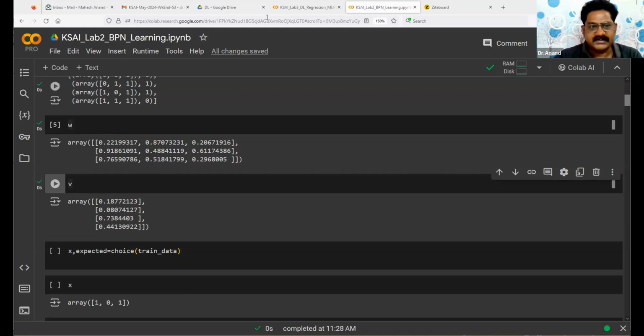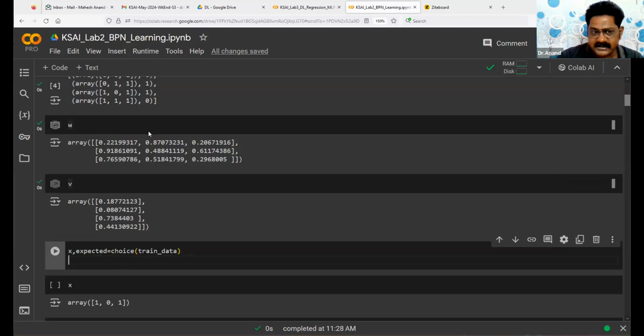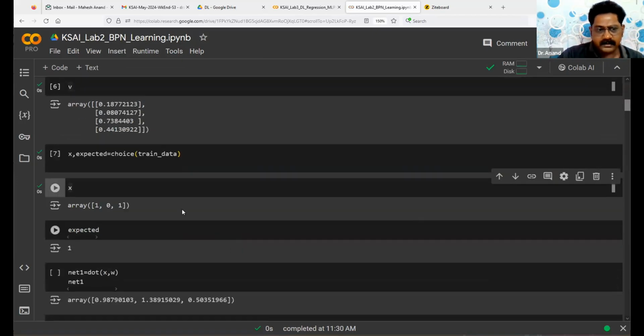Since it is a hand-work demonstration, I'm going to update with the single record I supply, and calculate the gradients. Using that gradient, we'll see how to update these weights. So randomly, I have taken one of the records. Let me see what record I have taken.